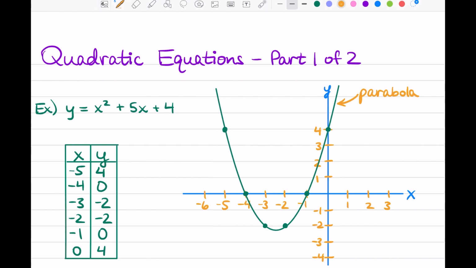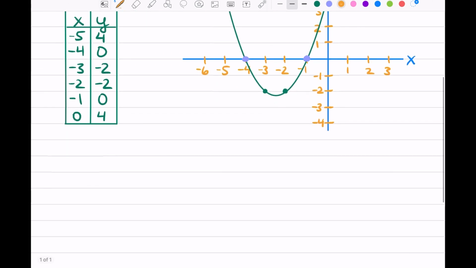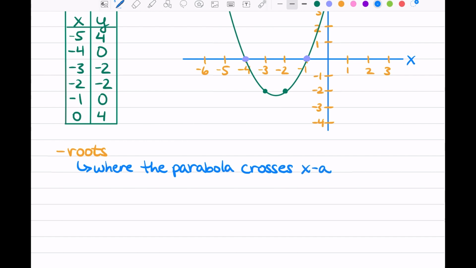When we looked at linear equations, we saw that there were some important pieces to focus on, like the slope and the y-intercept. In a similar way, there are some important pieces of this parabola here that we need to focus in on. The first piece we want to focus on is these 2 points right here. These points are called the roots. This is where the parabola crosses the x-axis.